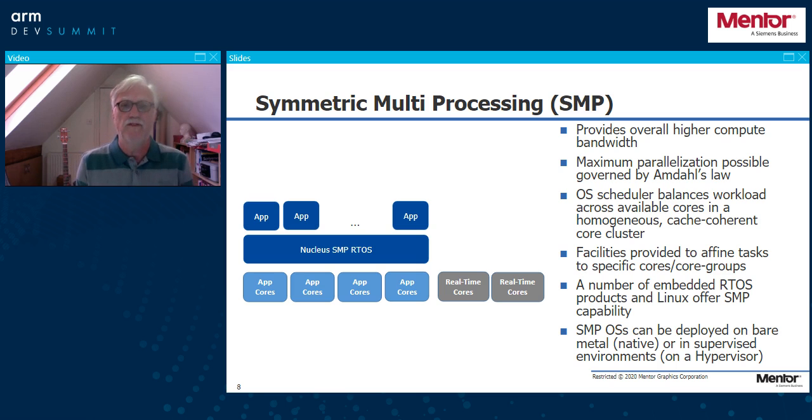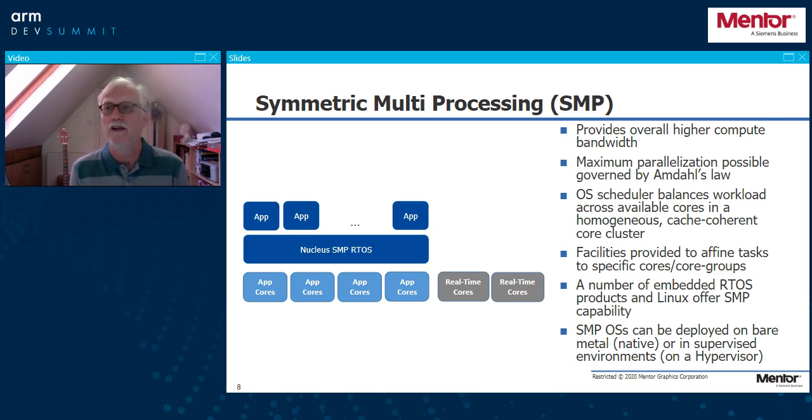So start with symmetric multiprocessing. The point here is we are using multiple cores to provide more computing power. So we run an operating system across multiple cores. In my diagram here, I'm showing 4 cores on the left-hand side running an instance of the Nucleus operating system in its SMP form. And then the application software runs on top of that.